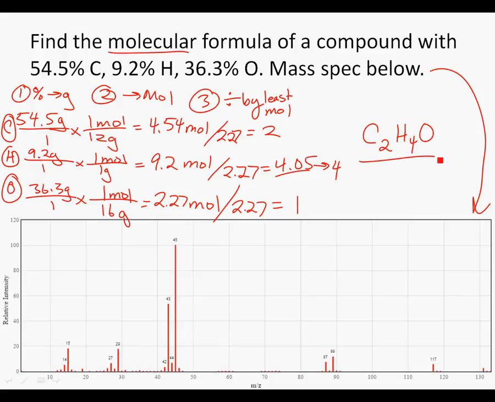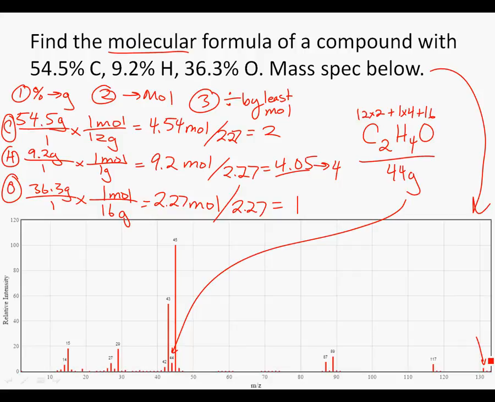Well, what's the molar mass of this thing? If you add up the molar mass of that, you get 44 grams. It's 12 times 2 plus 1 times 4 plus 16. It ends up 44 grams is not the mass of this thing. If you look, 44 is way over here. There's no molecules that weigh 44. Very few of them weigh 44. That's just a fragment of the overall molecule.